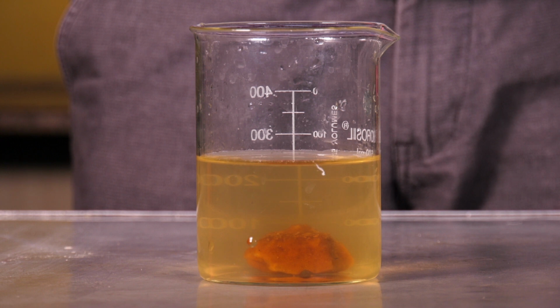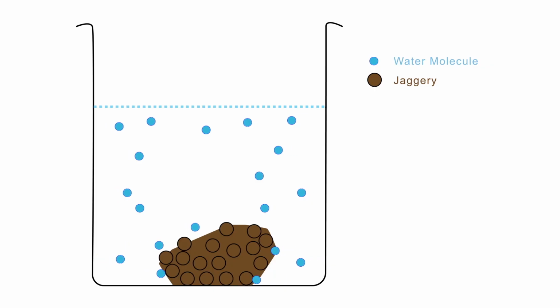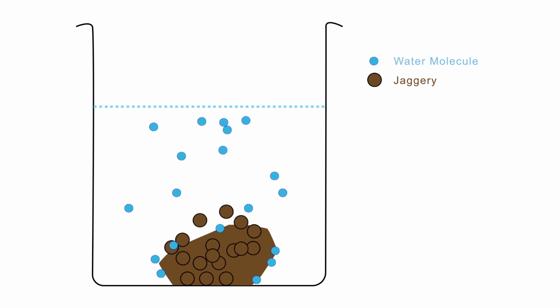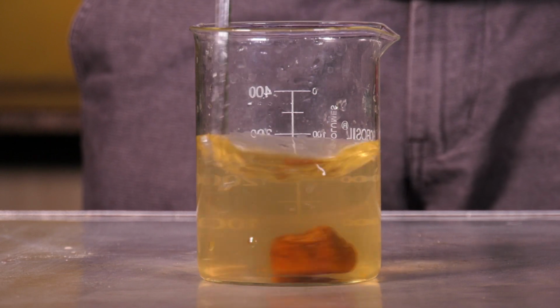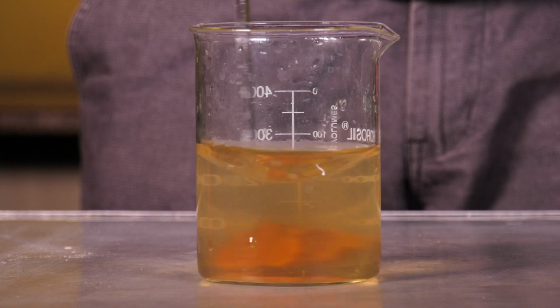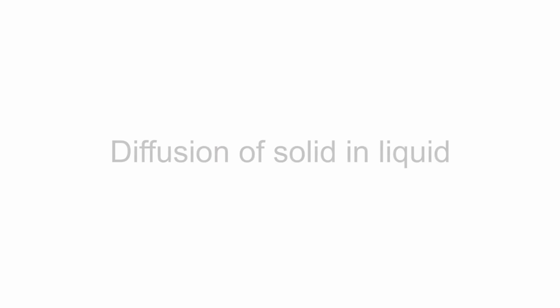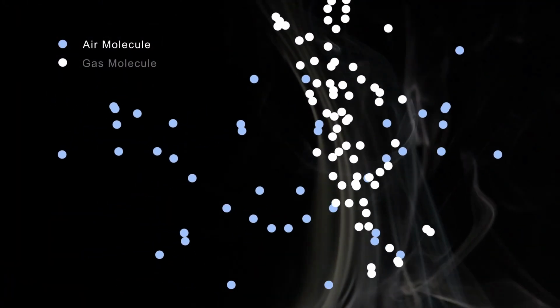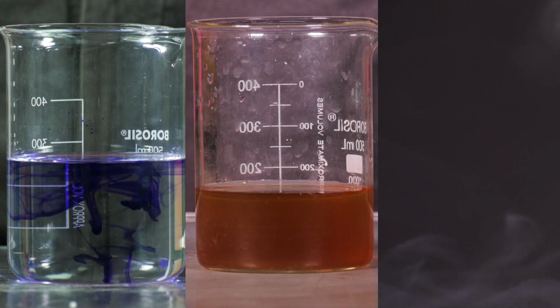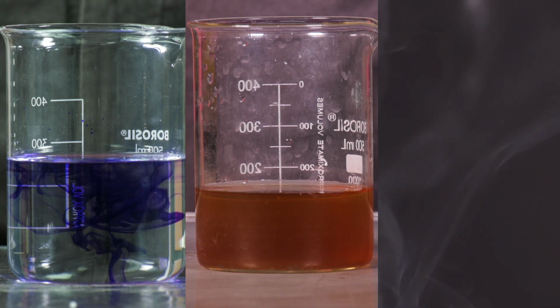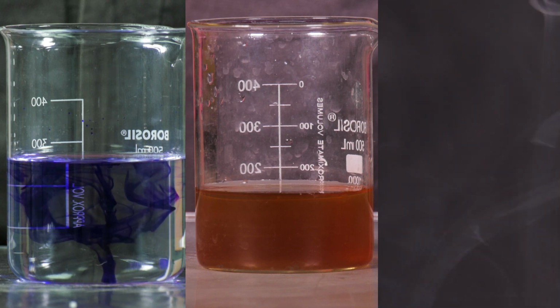In the case of jaggery, the surface molecules are loosened from the lump by the collision with the water molecules. A little bit of stirring helps these molecules to spread out in the water. This is also diffusion. Diffusion of a solid in a liquid. Smoke spreading out in the room is an example of a gas diffusing with another gas, that is, air. So diffusion can take place between two liquids, between a solid and a liquid, and between two gases.